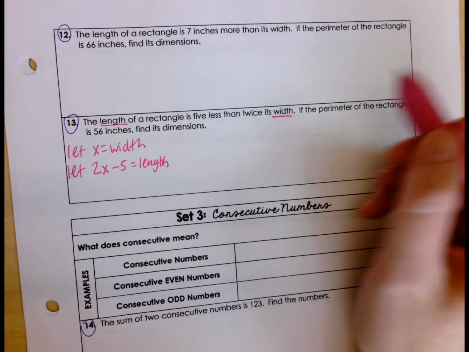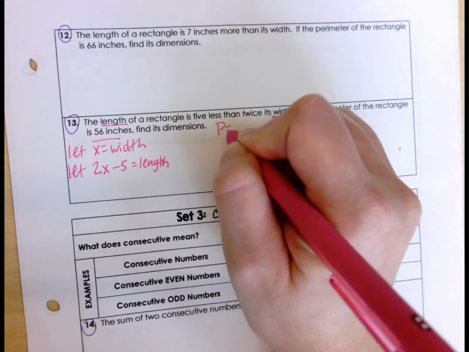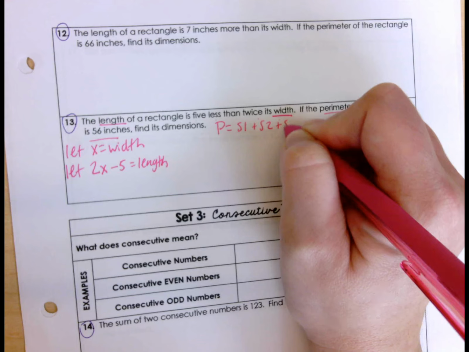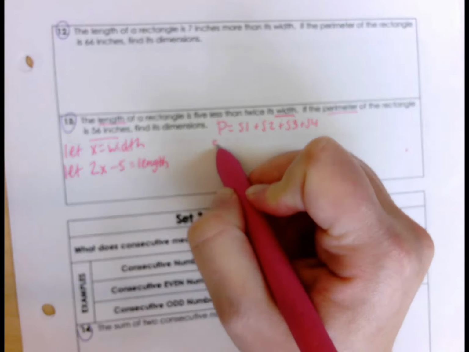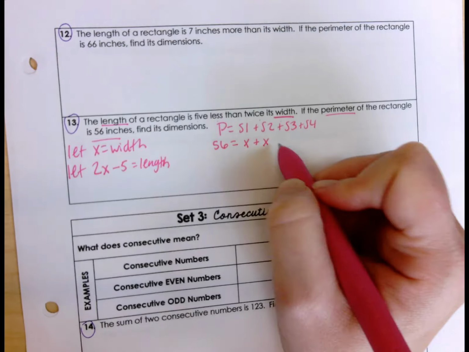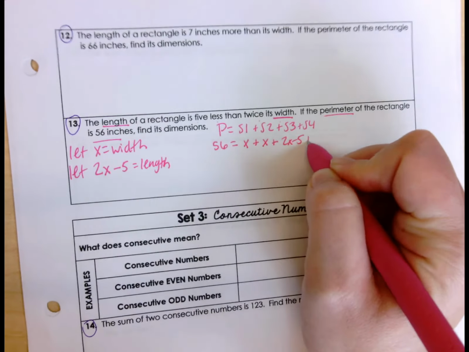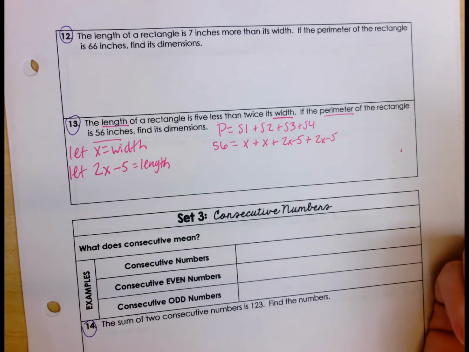All right. We know that the perimeter is 56. So again, we're using that same formula. P equals side 1 plus side 2 plus side 3 plus side 4. So we're going to plug in: perimeter is 56. The first side is x. The second side is the same. The third side is 2x minus 5. And the fourth side is the same. And now we combine like terms to simplify.